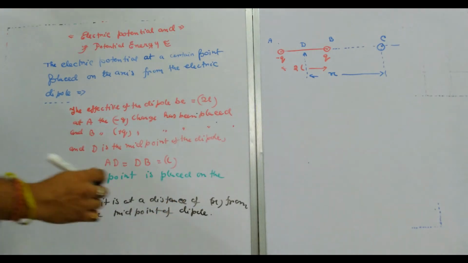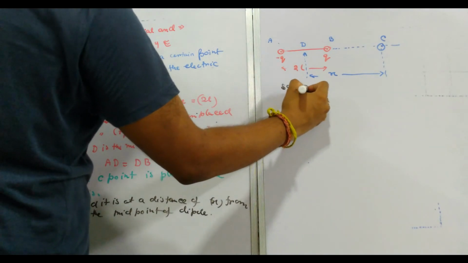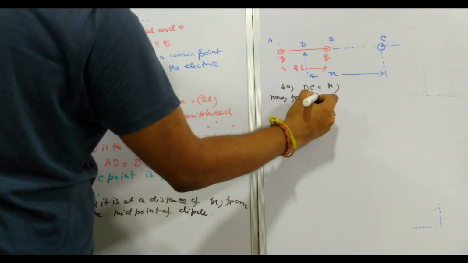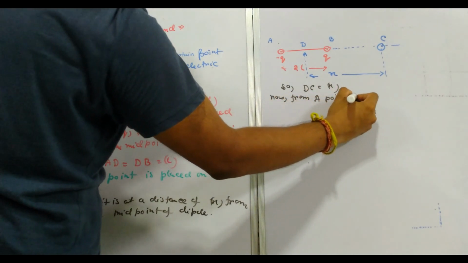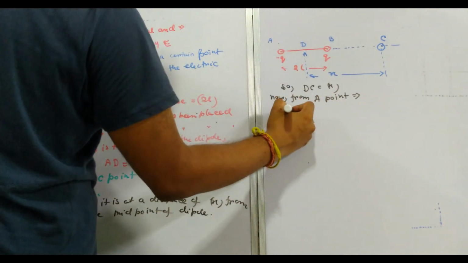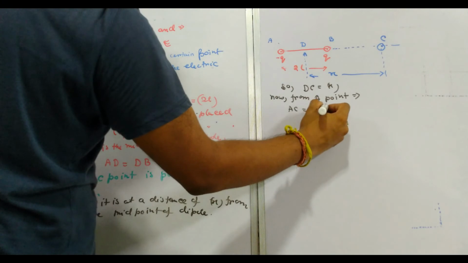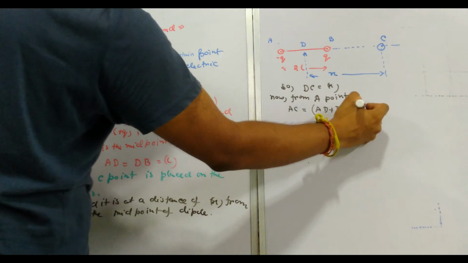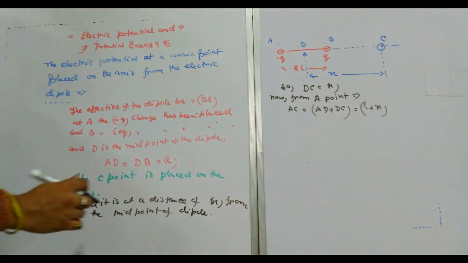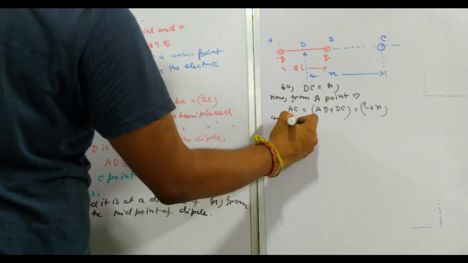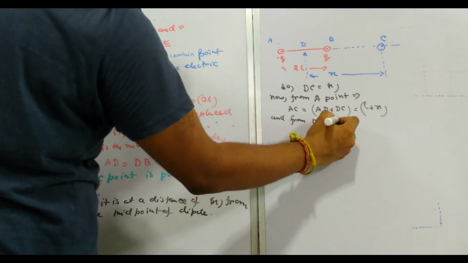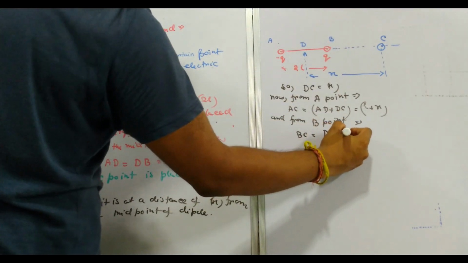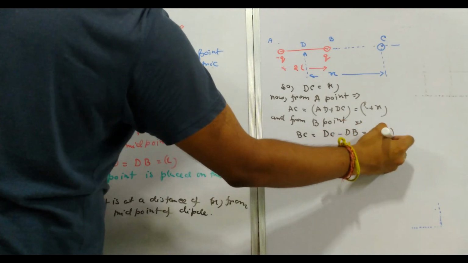Clear? So we can write DC equal to x. Now from A point, the distance of C, that is AC, is nothing but AD plus DC. That can be written as L plus X. Clear? Because we know AD is nothing but L. And from B point, the distance of C point, that is BC, can be written as DC minus DB. That will be X minus L.